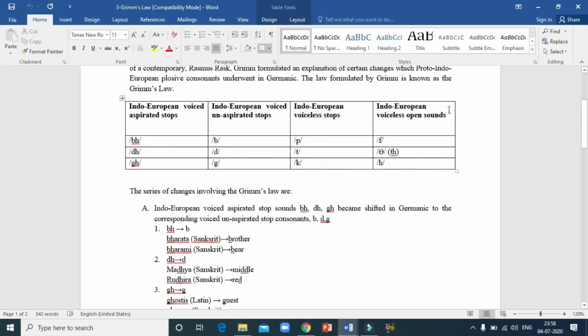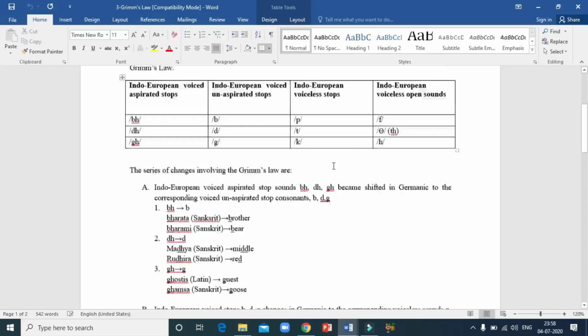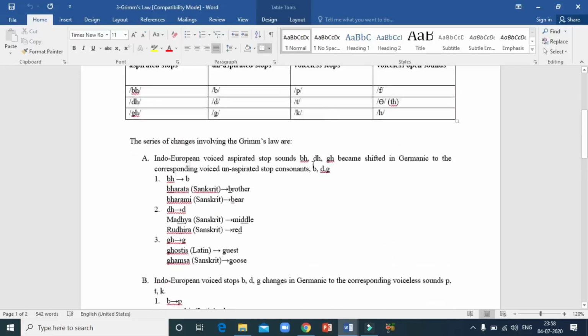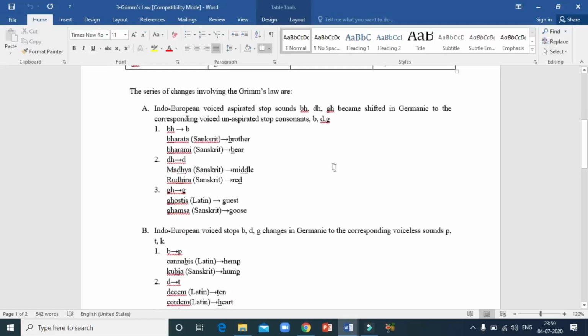So these are the changes formulated by Grimm, where he tries to explain how Indo-European plosive consonants underwent changes when it converted into Germanic. And we can explain these series of changes involving Grimm's law with these examples. Let's look at the first series of changes. Bh, dh, gh became b, d, g. Okay, here I am supposed to use vertical slashes to say that these are sounds or phonemes. Okay. So let's look at the first change.